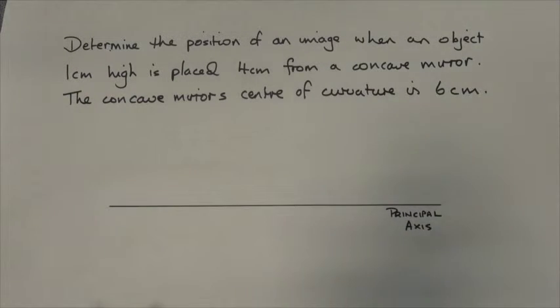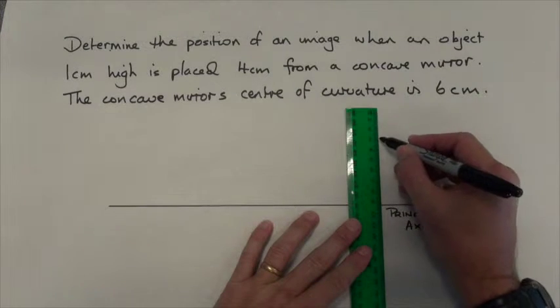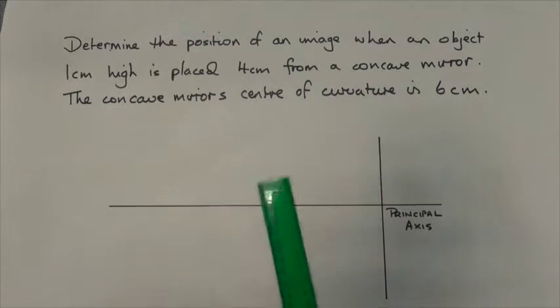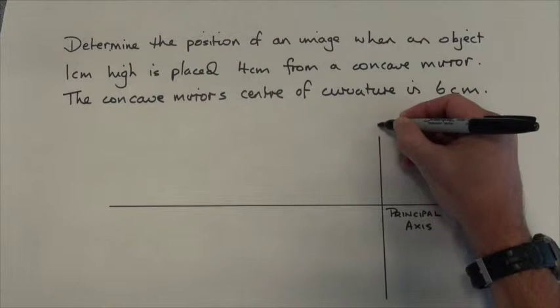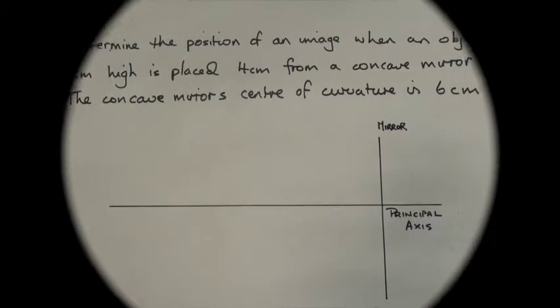Okay, so now I've got to put on a mirror. Now the mirror is going to consist of a vertical line. Remember, it's not necessary to actually draw a curved mirror because it's quite difficult to get it accurate. So let's draw a vertical line there, and we'll label that mirror. Cool. Okay, let's add all the information that's given to us in the question.